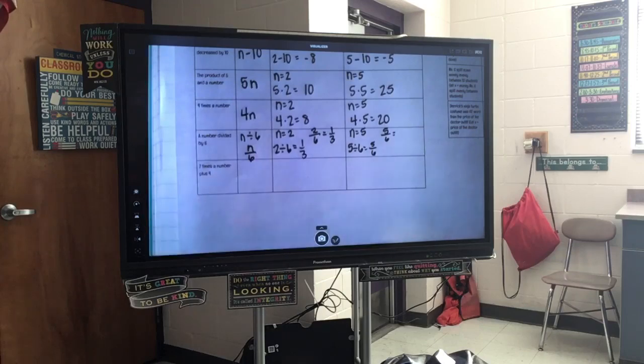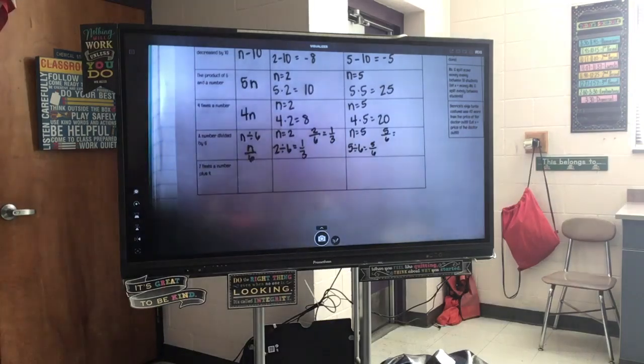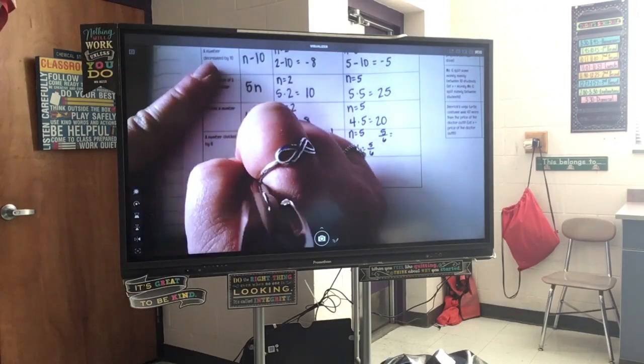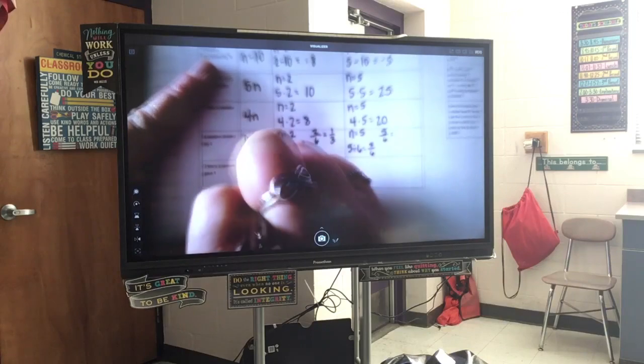All right, the last one. 7 times a number plus 4. So this one is a little bit more complicated. So 7 times a number plus 4. What do we think? Cristiano? It'll look like 7 times n plus 4. So 7n plus 4, or 7 times n plus 4.